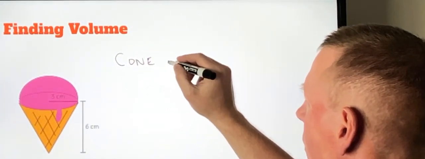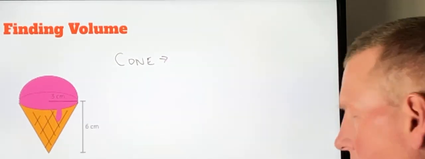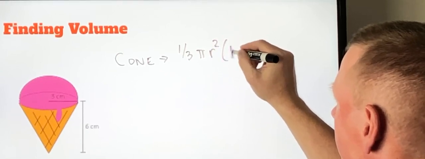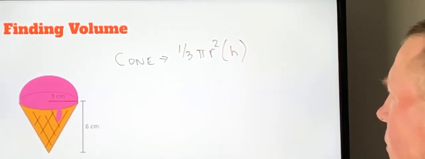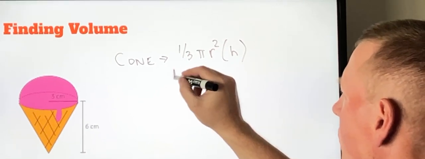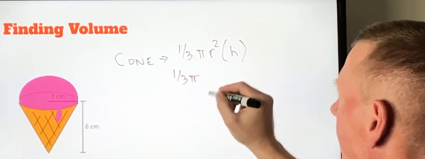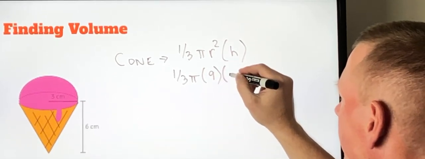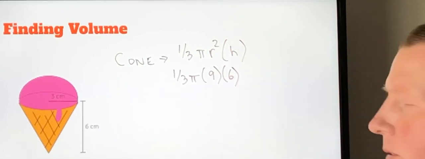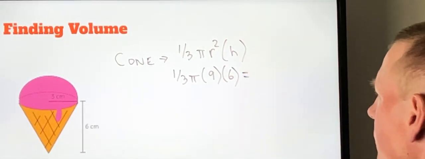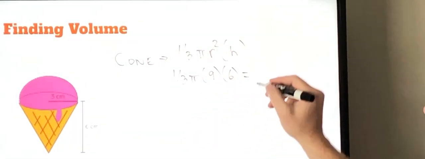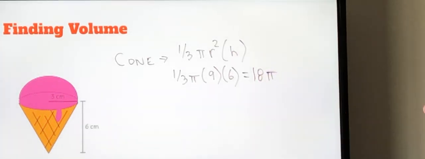volume of a cone, remember our formula for the volume of a cone is 1/3 pi r squared times the height of the cone. So if we fill that in, we're going to say 1/3 times pi. The radius is 3, so 3 squared is 9, and the height of the cone is 6. So let's go ahead and find the volume of the cone. 1/3 of 9 is just going to be 3. 3 times 6, so we've got 18 pi is the volume of just the cone itself.